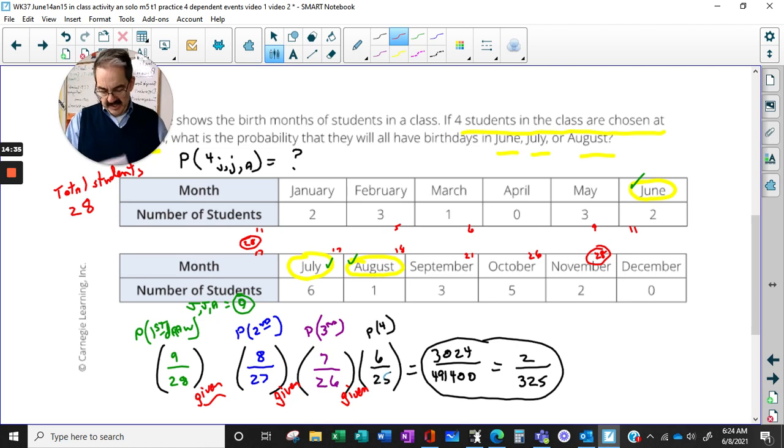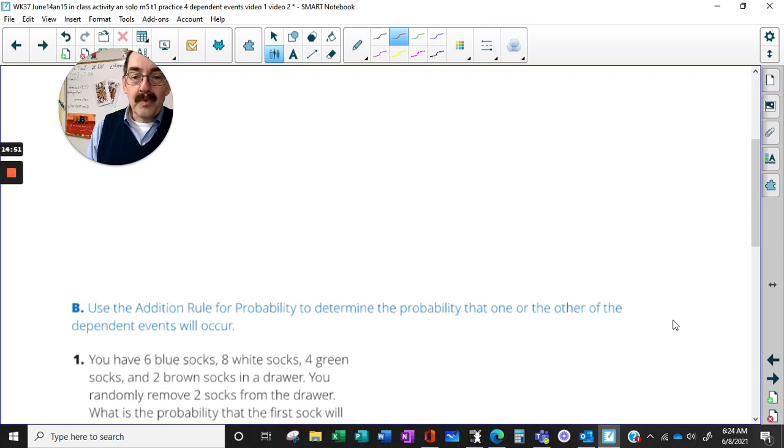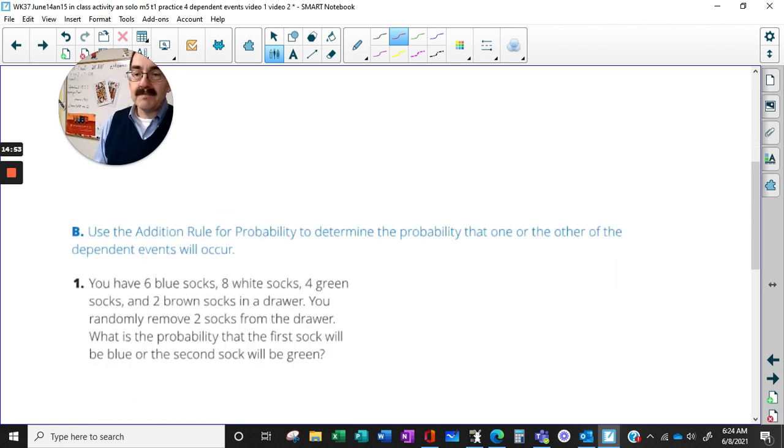Let's see if we can do one more. Okay. Yeah, this one could take a while. All right. Let's see here. What do we got here? We do the socks problem.